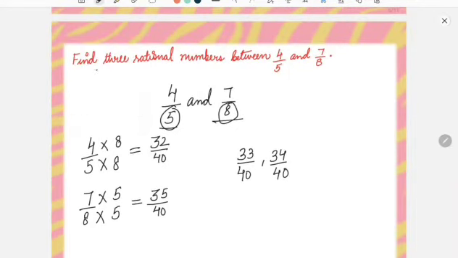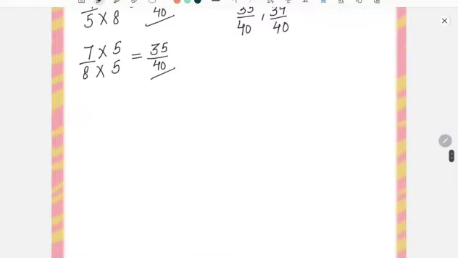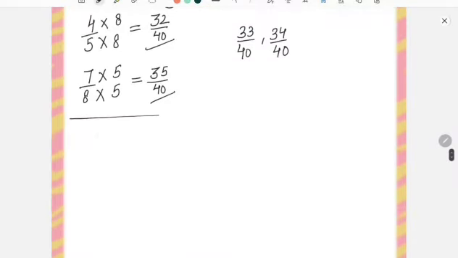And हमें कितने rational numbers चाहिए again? 3. तो हम जो न्यू रैशनल नंबर्स हमें मिले हैं 32 by 40 एंड 35 by 40, इनको किससे मल्टीप्लाई करेंगे? 3 + 1 विच इज़ इक्वल टू 4. तो हम इन दोनों रैशनल नंबर्स को किससे मल्टीप्लाई करेंगे? बाय 4. 32 by 40 मल्टीप्लाइड बाय 4 एंड 35 by 40 मल्टीप्लाइड बाय 4.